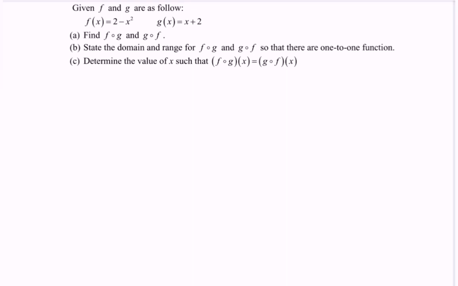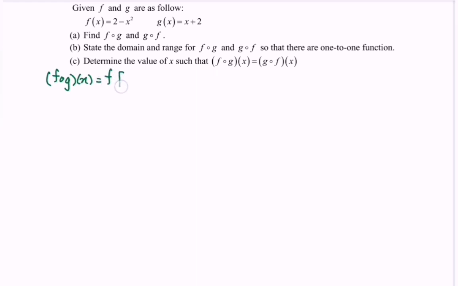Hello everyone, in this video I'm going to discuss the example for function and graph. Given the function f and the function g as follows. For part A, find f∘g and then find g∘f. First, this refers to the situation f∘g.